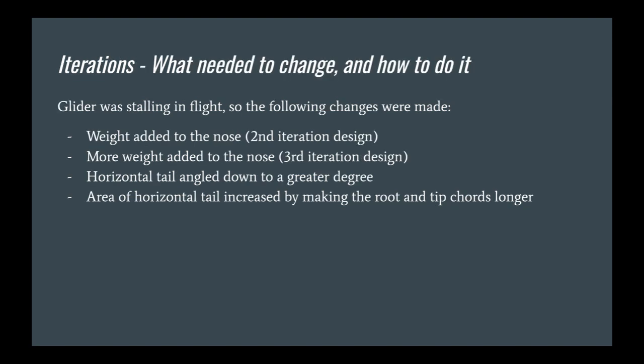My glider was stalling in flight during testing, so the following changes were made to my glider in order to create improved iterations. My second and third iterations were created by adding weight to the nose, and finally, the horizontal tail of my glider was angled down to a greater degree and the area was increased in order to try and prevent the stalling even further. These changes made in my design iterations would all be seen in my final glider design.